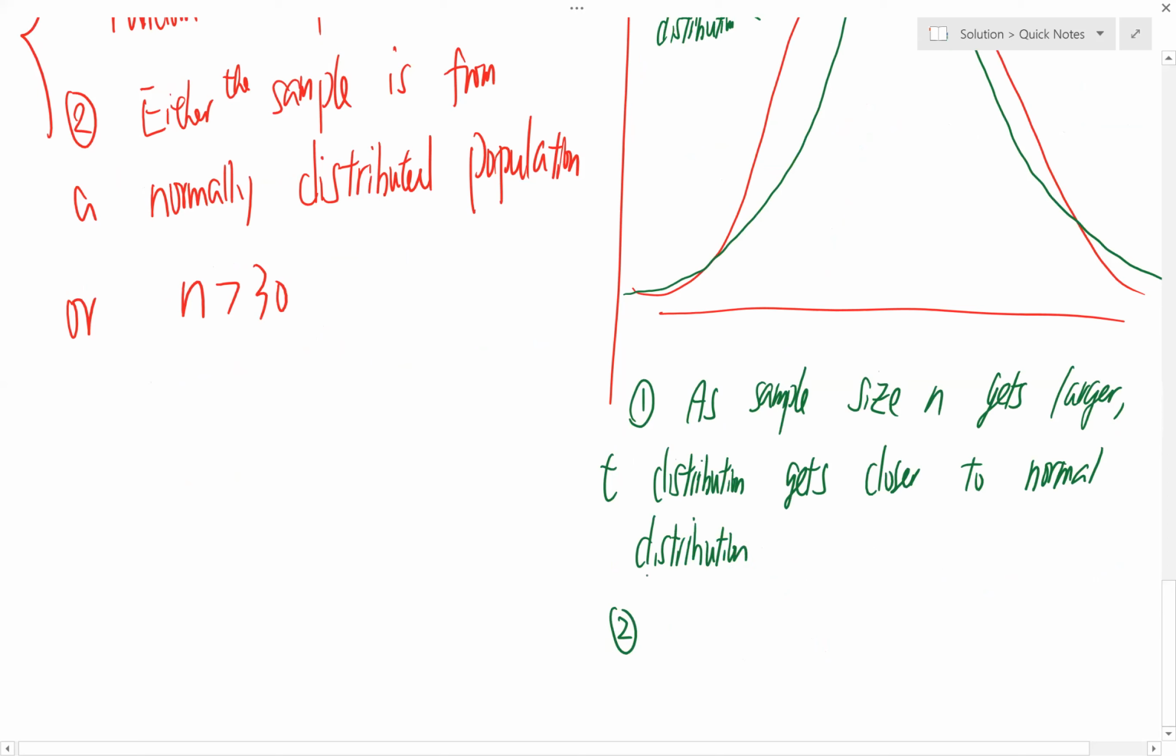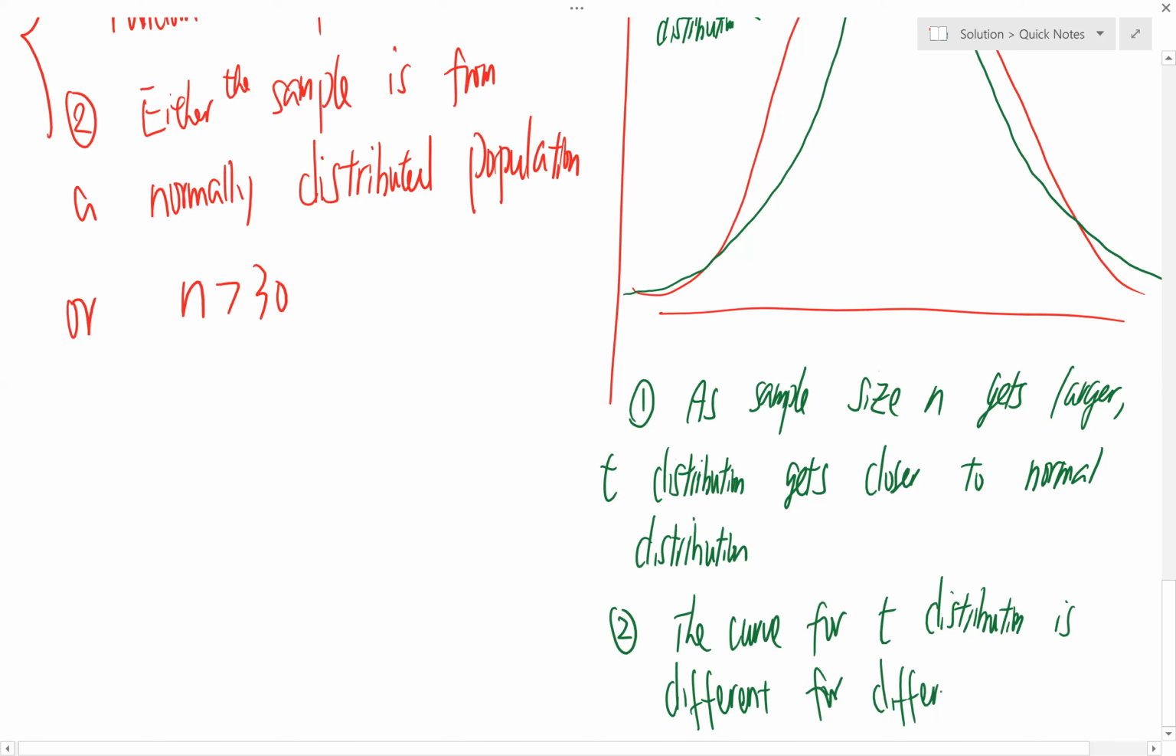The second thing is about different sample sizes. The curve for the t-distribution is different for different sample sizes. That's the second thing about the student t-distribution.